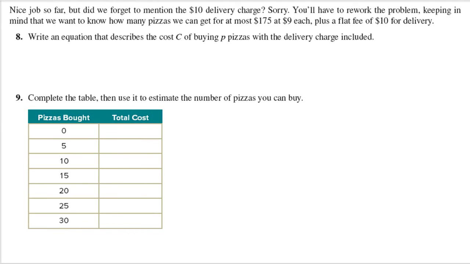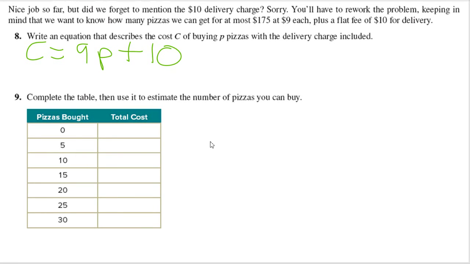Okay. Question 8, write an equation that describes the cost C of buying P pizzas with the delivery charge included. So we've still got C, and we're still paying $9 per pizza. But now they're going to add a delivery charge. And hopefully you see. So go on to question 9. Once you've answered question 9, come back to the video.